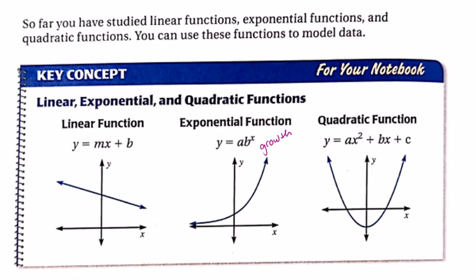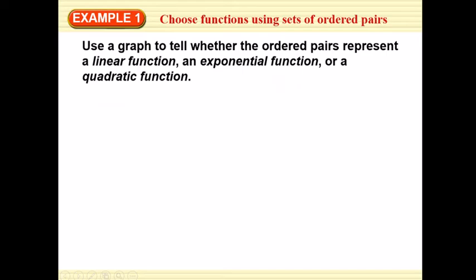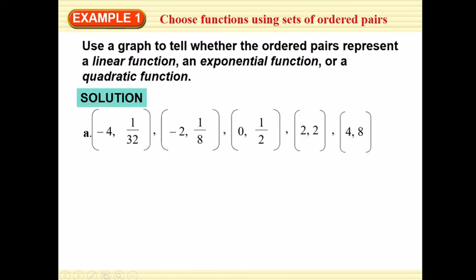And then our quadratic function is what we've been working on in this entire chapter, and that is modeled by a beautiful parabola, and its standard form is y equals ax squared plus bx plus c. So let's go ahead and look at example 1 and see if we can determine what type of function is represented. We have these lovely ordered pairs.